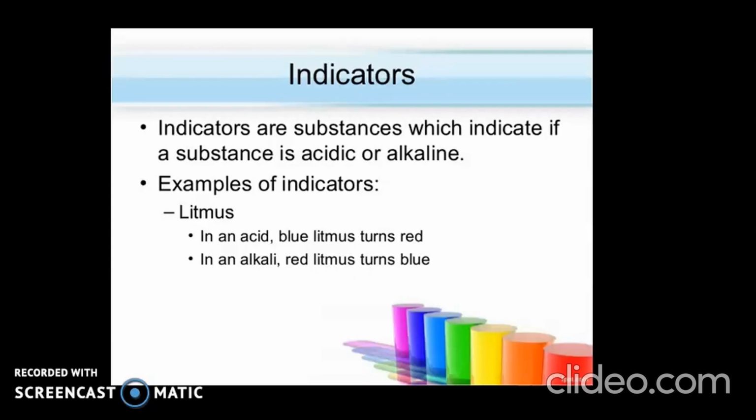Indicators. Indicators are dyes that change color in acidic and basic medium. Or we can say indicators are substances which indicate if the given substance is acidic or alkaline. For example, litmus. In acid, blue litmus turns red. In alkalis, red litmus turns blue. Children, note it down that the bases that are soluble in water are called alkalis.